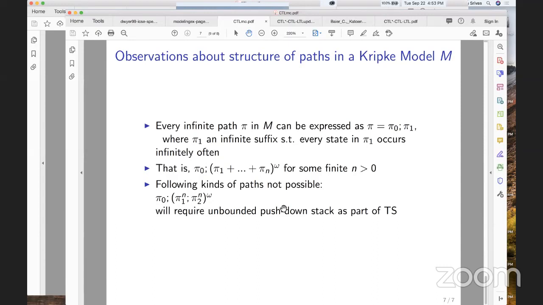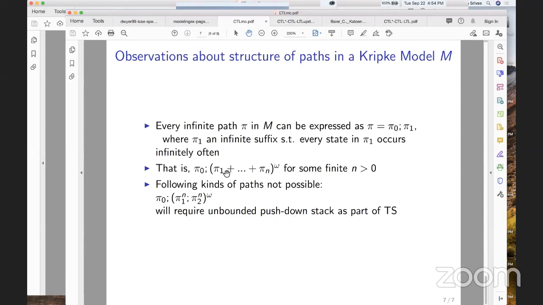I had a small question. In MuSMP, the examples that we saw, the counterexamples were coming out in the form of pi 0 followed by pi 1 to the omega, instead of having, say, pi 1 plus pi 2 to the omega. So is it possible, in general, to always produce a counterexample where we have a loop of some finite path going on and on?